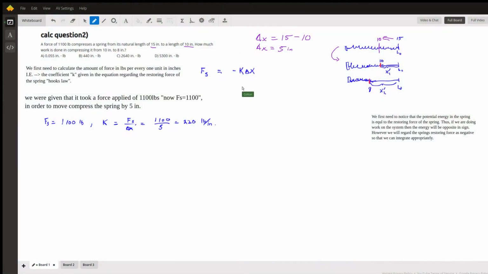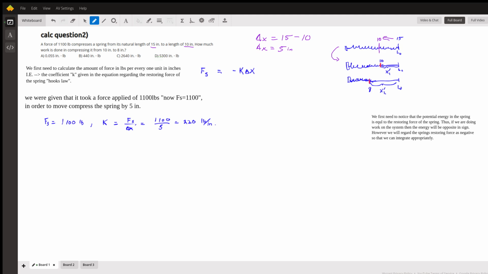So in this problem, we need to calculate the amount of work done in compressing a spring from 10 to 8 inches. Now, it says that we're given a force of 1,100 pounds applied to our spring. We are going to be using Hooke's law, of course, because we're dealing with the spring. That equation is going to be force of the spring is equal to the negative k times our change in x. Why do I say change in x?